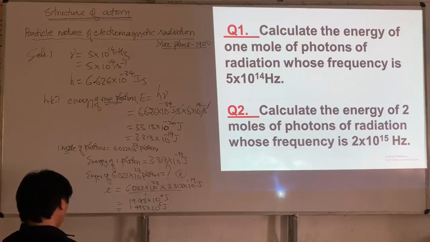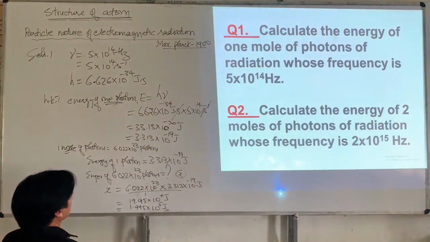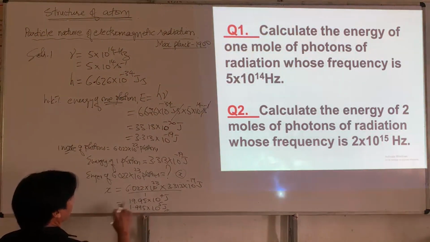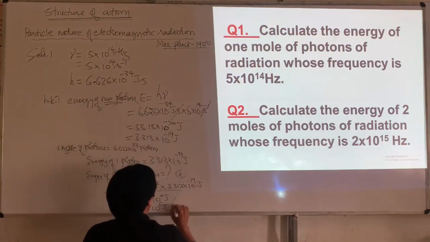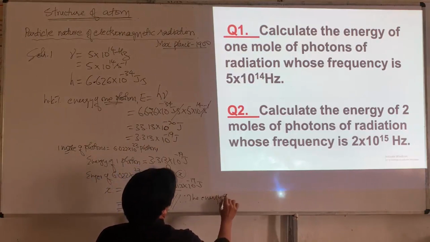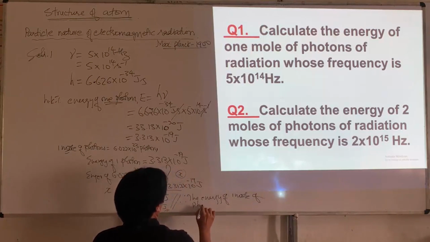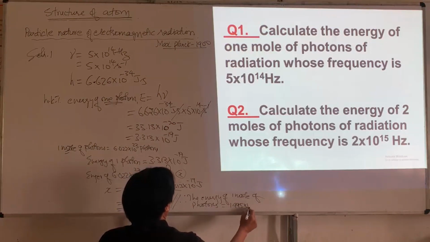Okay, just about 5 joules. So this is now the energy of 1 mole of photons. So you write that therefore the energy of 1 mole of photons is equal to this number, 1.995 into 10 raised to power 5 joules.